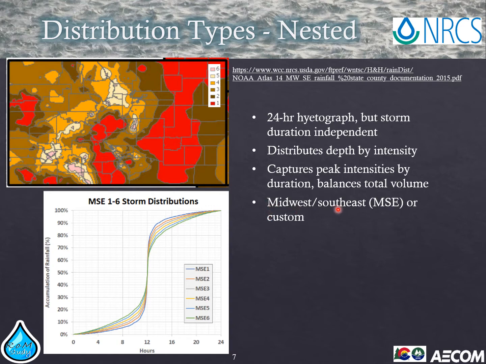And again, this is MSC, which is the Middle Southeast, and this comes from this document here, also provided by the NRCS. So in essence, they're recommending to step away from type 2, but it's been so widely used, we wanted to include it in our study.